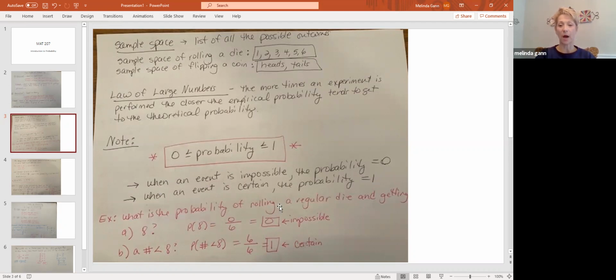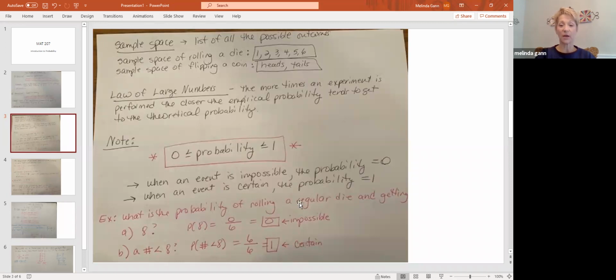So I say, what's the probability of rolling a regular die and getting an 8? So I have a P, I'm looking for an 8. On the bottom, remember, is the total number of possible outcomes. So there are 1, 2, 3, 4, 5, 6. That's why there's a 6 on the bottom. Of those possible outcomes, how many are 8s? None of them. So there is a 0 probability of getting an 8 when you roll a die. It is impossible, not going to happen.